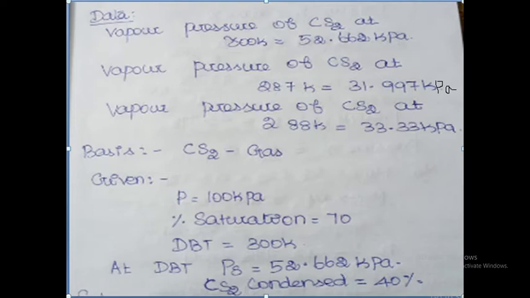What is the basis of this problem? Carbon disulfide gas. Which gas it is has not been mentioned in the problem, so simply take gas. This is our system. The given data: P is equal to 100 kilopascal, percentage saturation is 70, dBT is equal to 300 Kelvin, and at dBT, PS is 52.662 kilopascal. Here CS2 condensed is equal to 40%. Under this condition we are going to calculate the cooling temperature value.